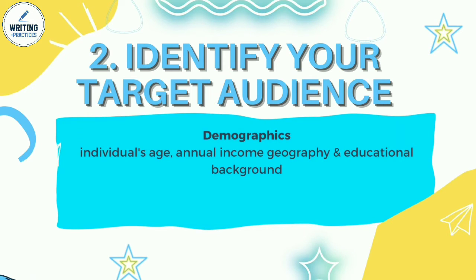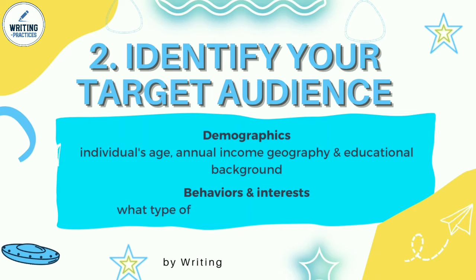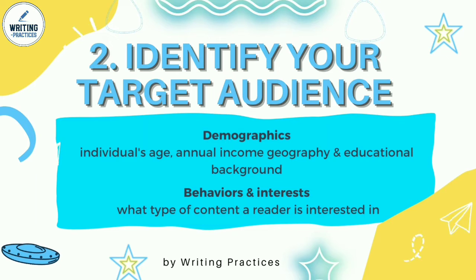Step 2. Identify your target audience. You need to take the viewpoint of the reader of your article to recognize the target audience you're trying to reach. Consider a SWOT analysis to see which audiences fit the content of the article you're writing. Also, take a look at these factors when searching for the right target audience. First, demographics. This factor gives you a comprehensive look at an individual's age, annual income, geography, and educational background.